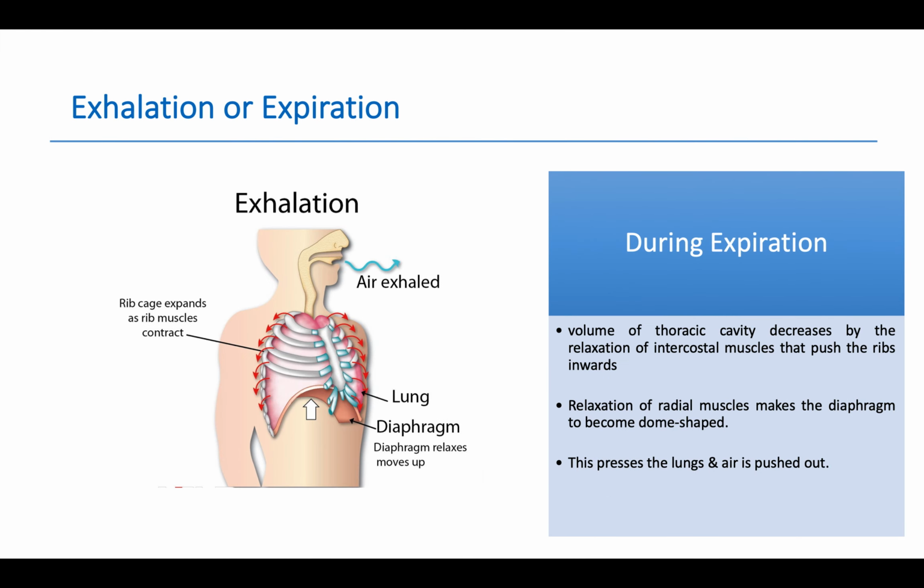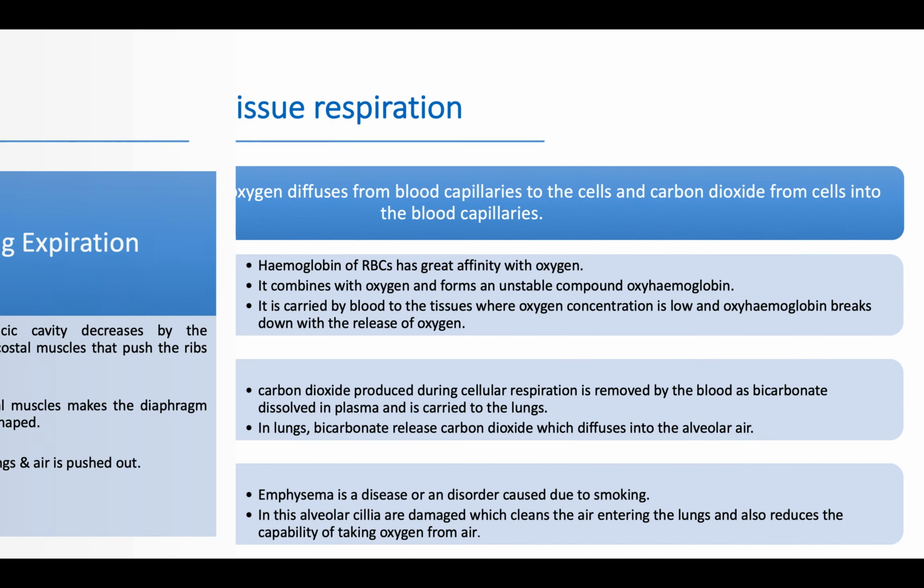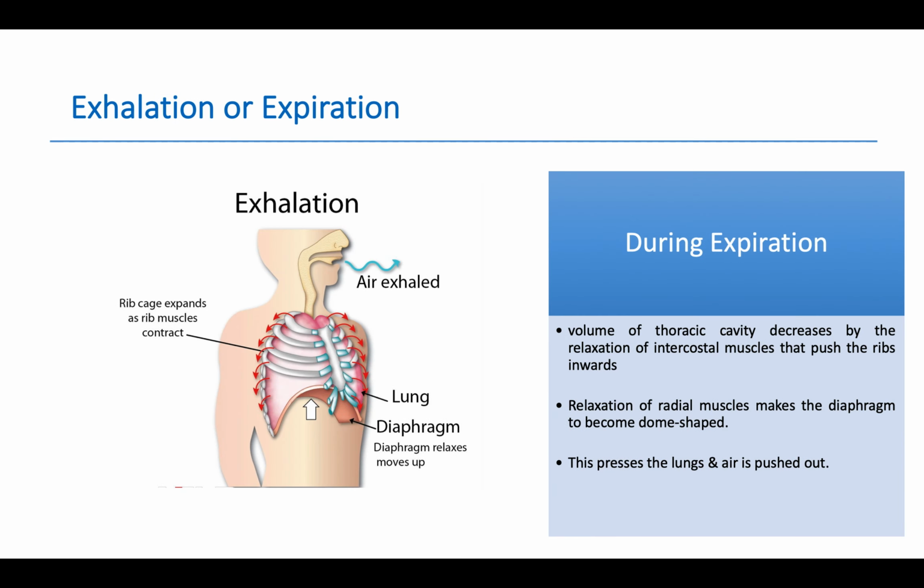Next is exhalation or expiration. Here you can see that during expiration, the volume of the thoracic cavity decreases by the relaxation of intercostal muscles that push the ribs inwards. The intercostal muscles relax and come to their original position. As they come to their original position, the rib cage and the volume of the thoracic cavity decrease.